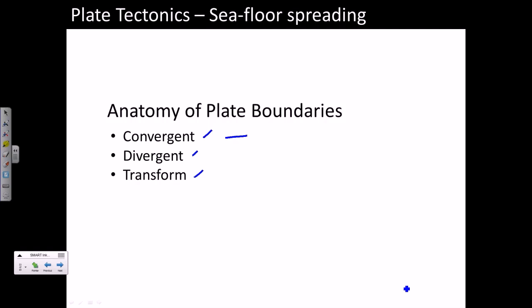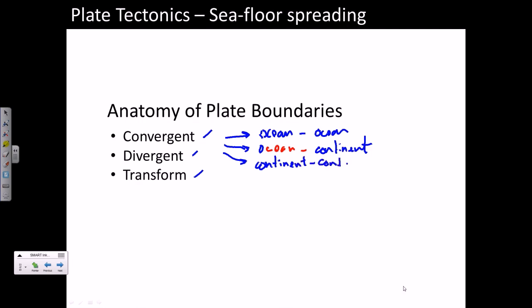In the case of the convergent plate boundary, we can split it into the combinations of different oceanic and continental crusts we might expect to find. And so we have ocean to ocean that we'll talk about in terms of crust type. We have ocean to continent. And then finally, we have continent to continent. Each of these is subtly different and has a number of processes related to them.